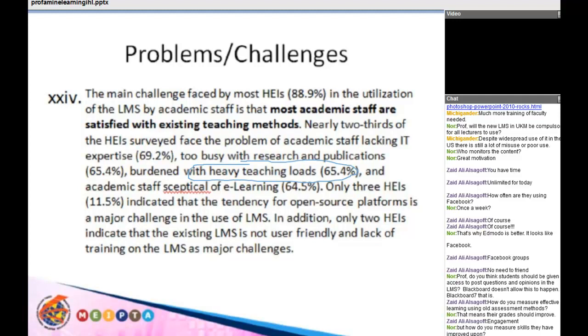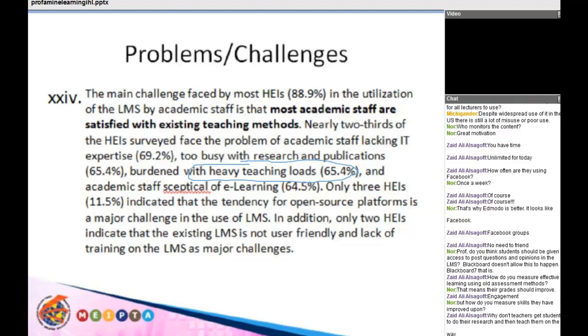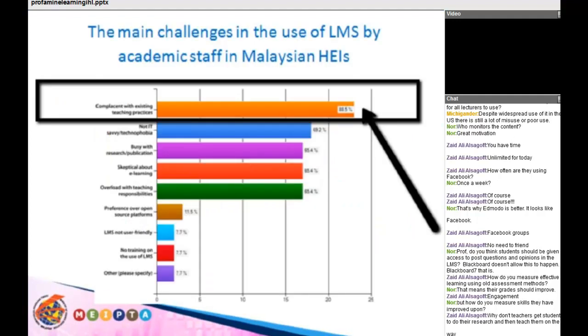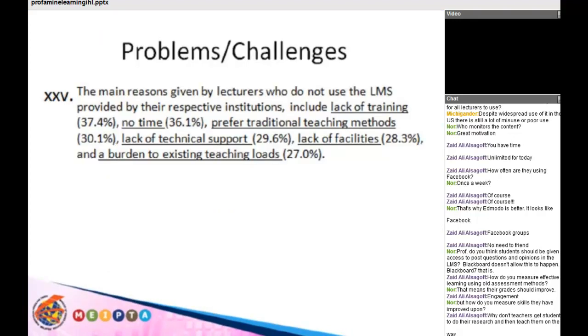I've got questions here. How do you measure soft skills? One way is to look at the employability of your graduates. As far as employability is concerned, I must say that IIUM, the International Islamic University of Malaysia, has got the best employability.